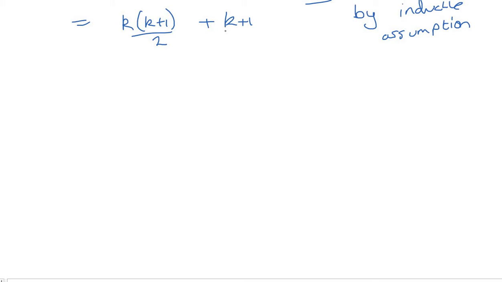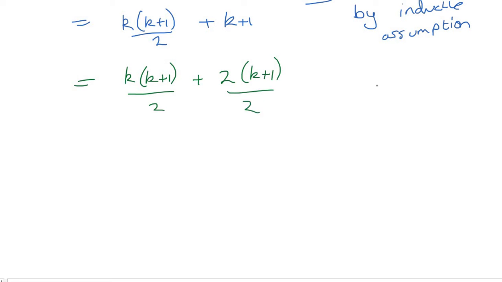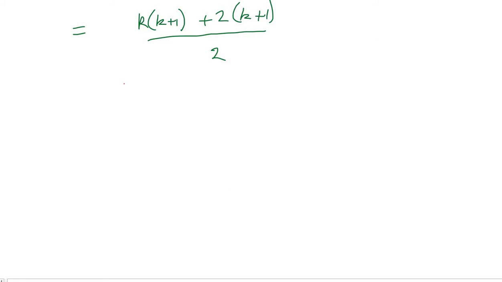Right, what can we do now? Well, we can make the denominators the same. k times k plus 1 over 2 plus 2 lots of k plus 1 over 2. And then we can join the numerators. So this is k times k plus 1 plus 2 lots of k plus 1 over 2. Okay, great. Now we just need to do a little bit of expanding.